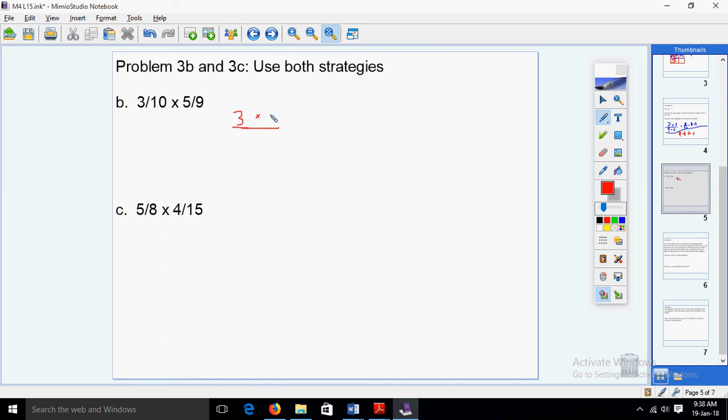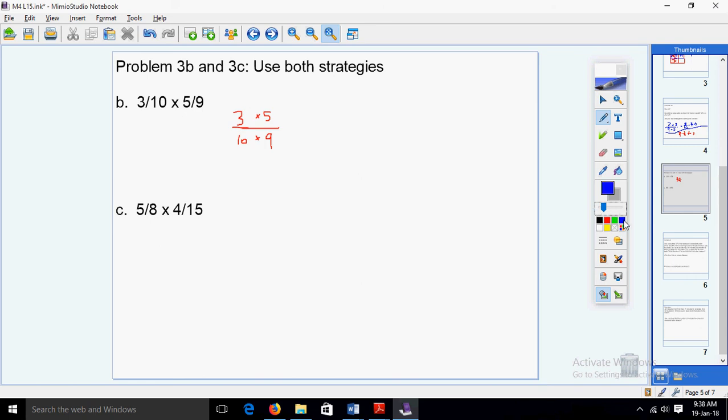So I'm going to make it a big long one. We're going to do 3 times 5 up here, and then we'll do 10 times 9 down here. Now, sometimes I don't love going across, multiplying 3 times 5 and 10 times 9. Because if you notice, 10 times 9 is going to be 90, and that's a pretty big number to be able to figure out which one goes into it. So what I'm going to do, and this is probably my favorite, is I'm going to go ahead and reduce.